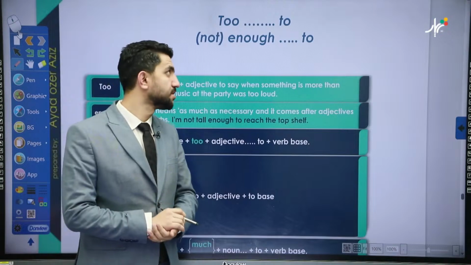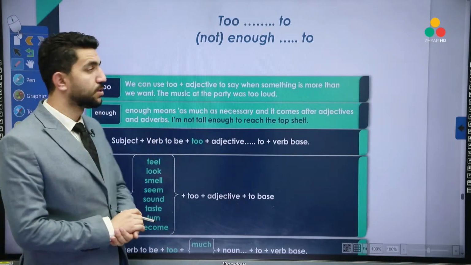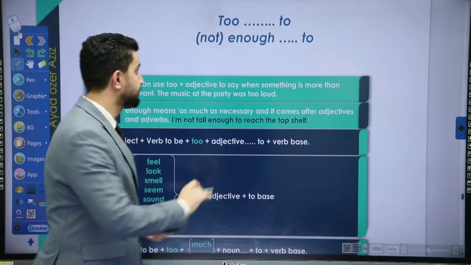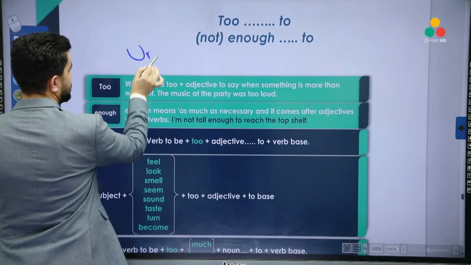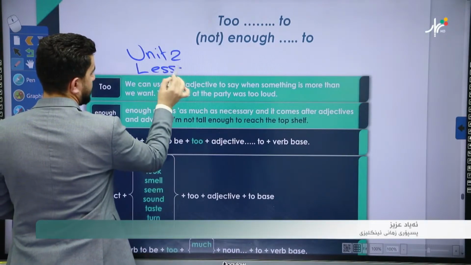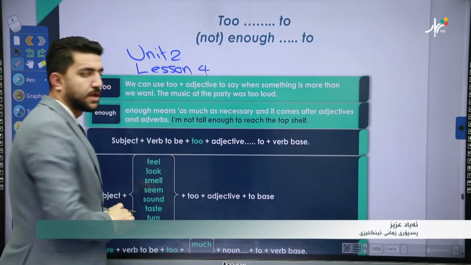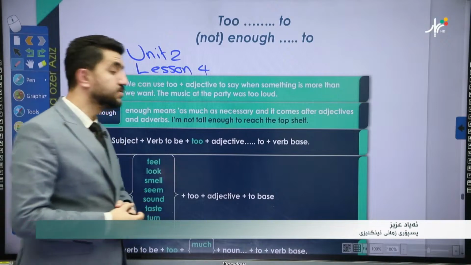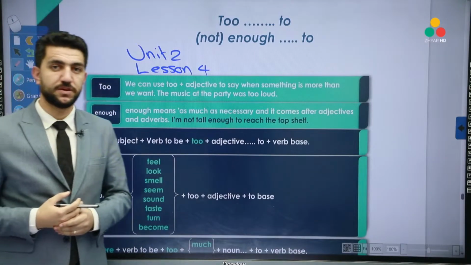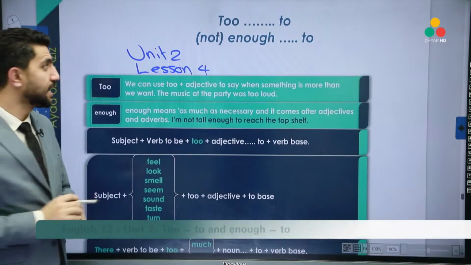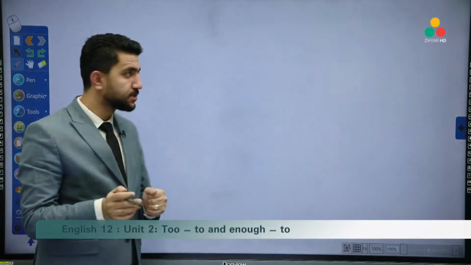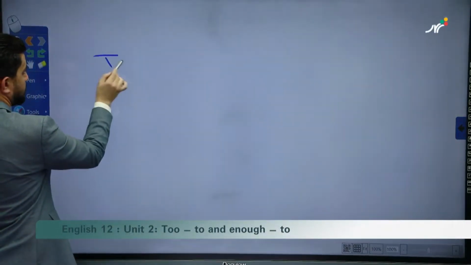Mr. Ad is back again with another lesson in Surah 12, which is called "too, too and enough," Unit 2, Lesson 4. Students find it very confusing and very challenging to understand, but hopefully we'll make it a piece of cake today for you. Let's take a look together and see how it works and how it's put in a sentence. So first of all, let's start with "too."